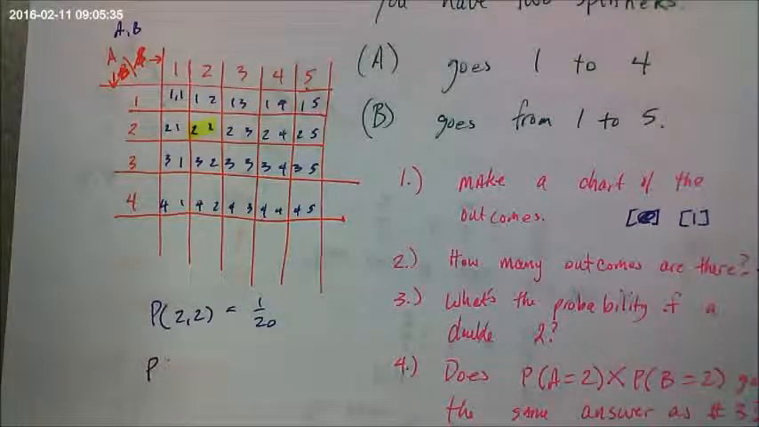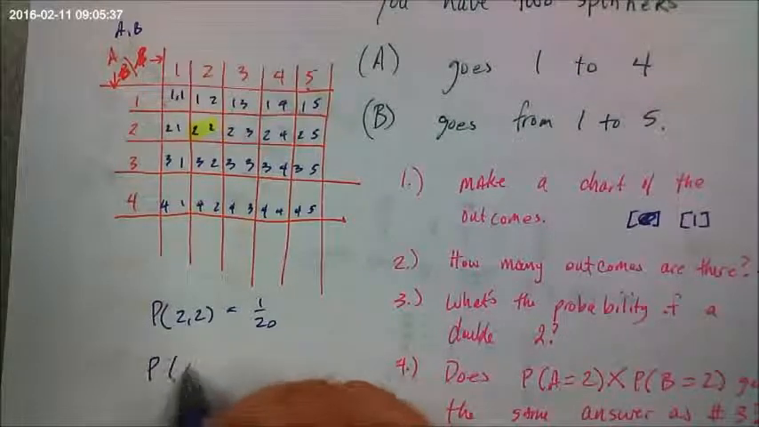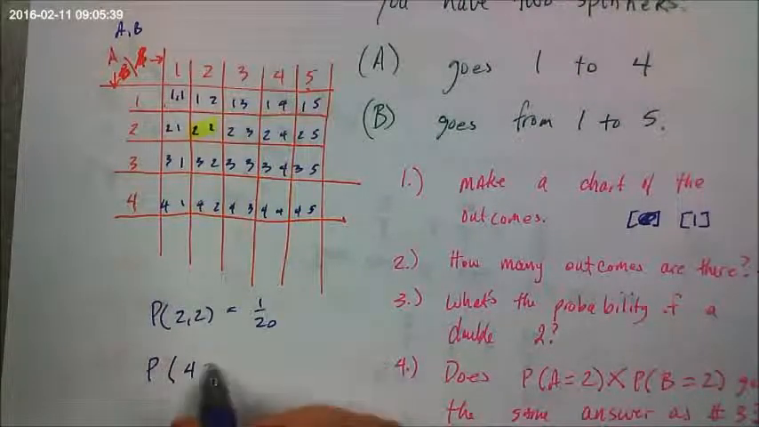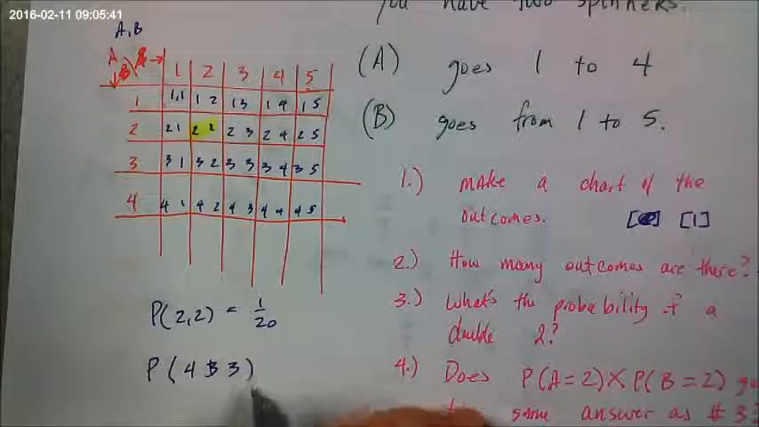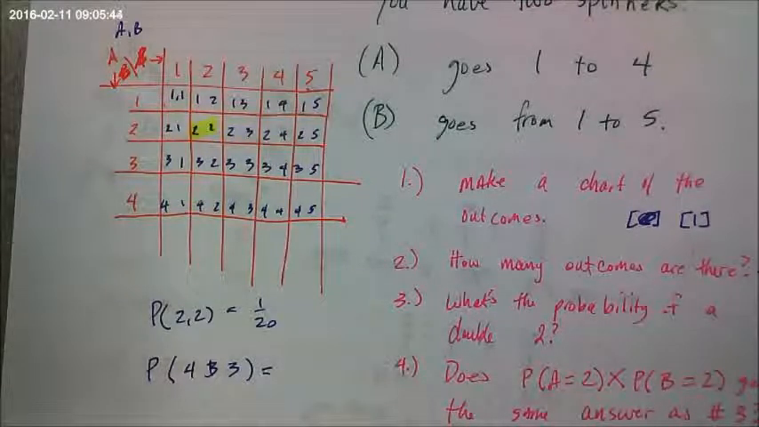in any order? A 4 and a 3 in any order. It doesn't matter what the order is. What's the probability of getting a 4 and then a 3? How'd you get 1 out of 10? No, 7. 1 out of 7? 7 out of 10. 14 out of 20, 7 out of 10.